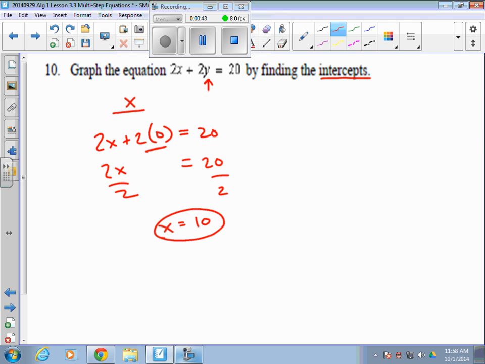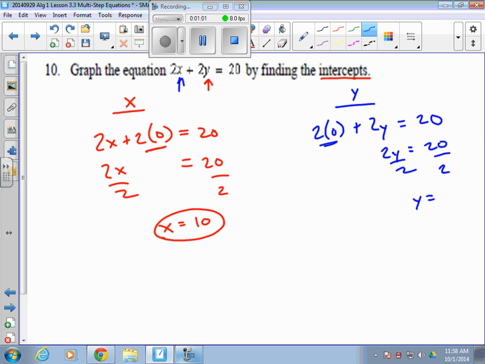In order to find the y-intercept, you plug in 0 in place of the x. So 2 times 0 plus 2y equals 20. Again, anything times 0 is 0. 2y equals 20. Divide by 2 on both sides. Y is 10. So both the x-intercept and the y-intercept are 10.